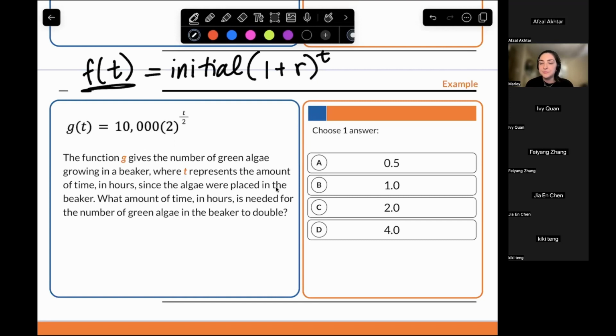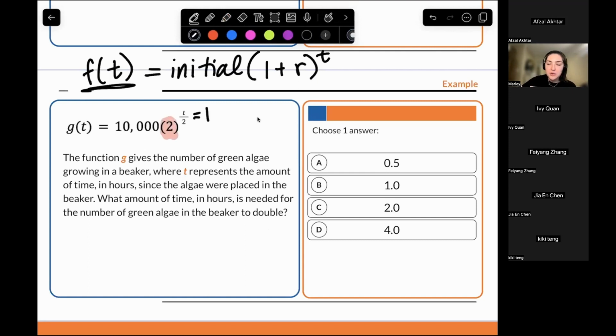Yeah, Afsel, you can answer. Okay. Basically, it's just asking for the time it needs to double, and since t is being divided by 2 already, we just need it to be raised to the first power. So it would be, because it's already doubling in the parentheses. So if you put 2 in, 2 divided by 2 is 1. So that would be the answer.